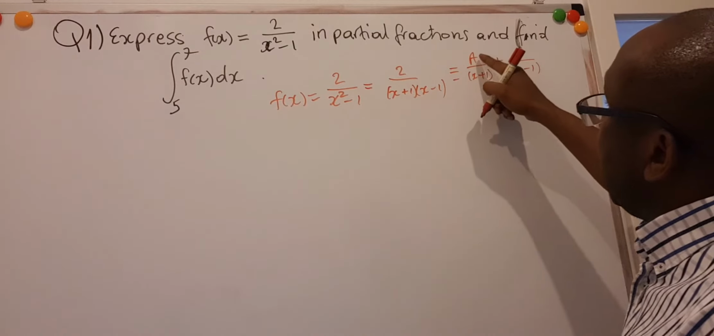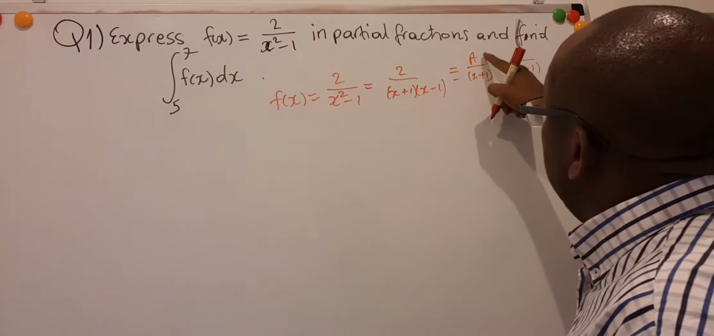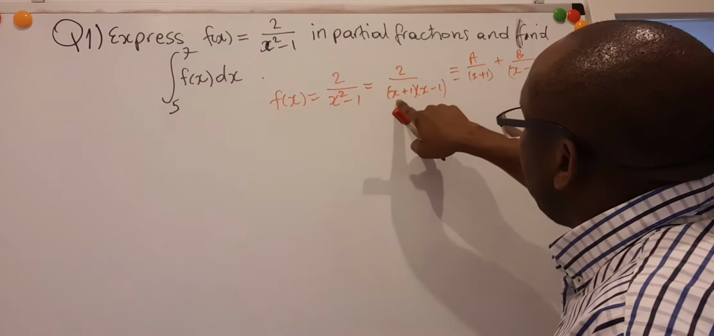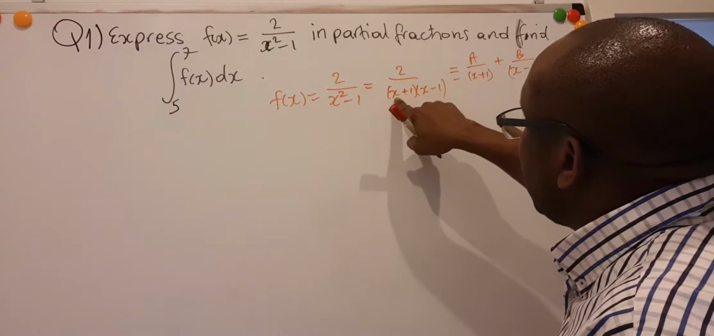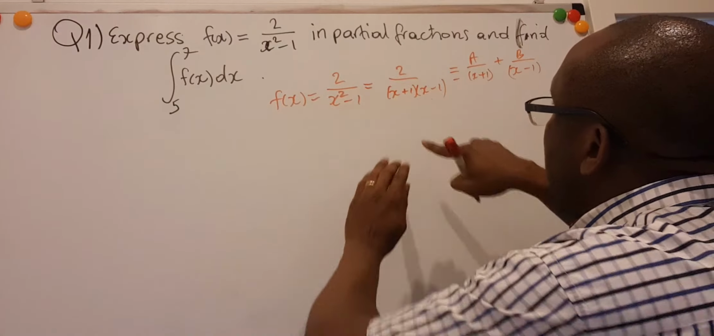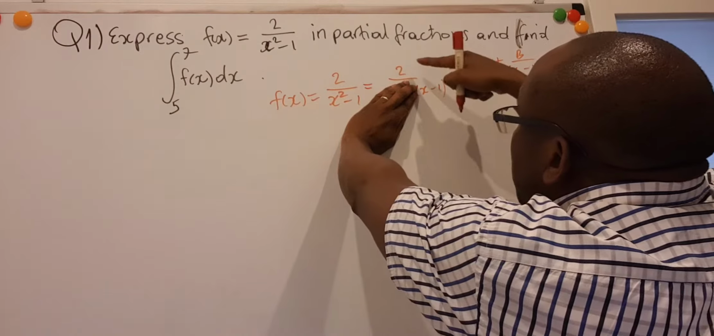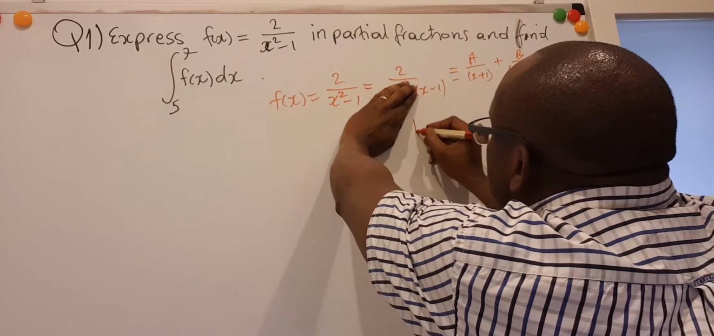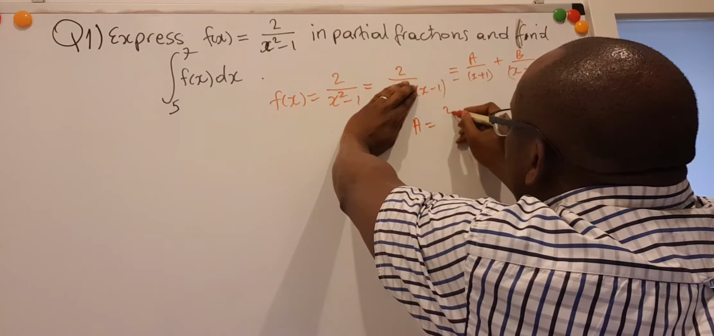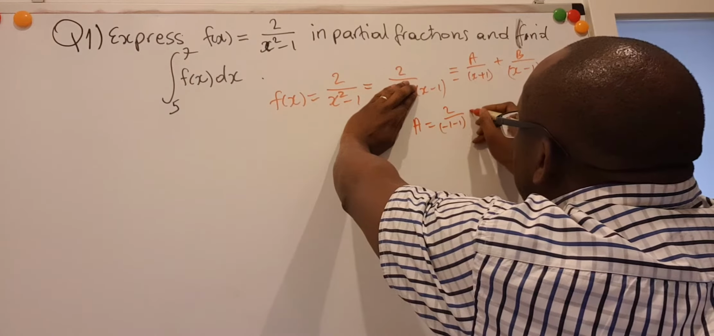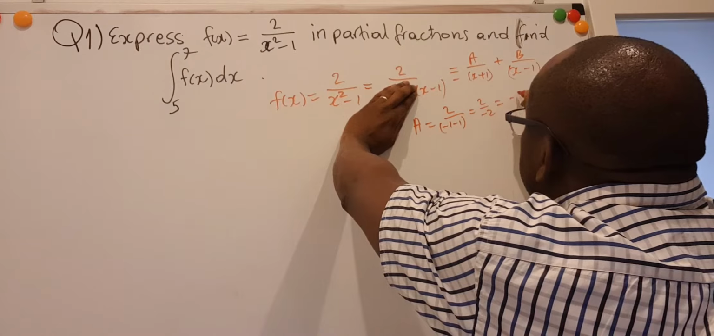If I want to get A, A is with x plus 1. So I ask myself, what would make x plus 1 zero? That is when x is equal to minus 1. I cover this factor, and substitute x equal to minus 1 in the remaining one. So A will be equal to 2 divided by minus 1 minus 1, and that's equal to 2 on minus 2, and that is minus 1.